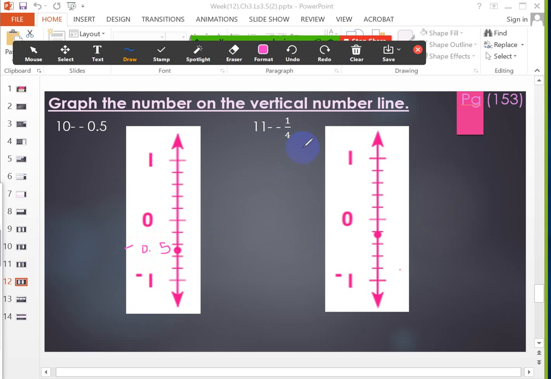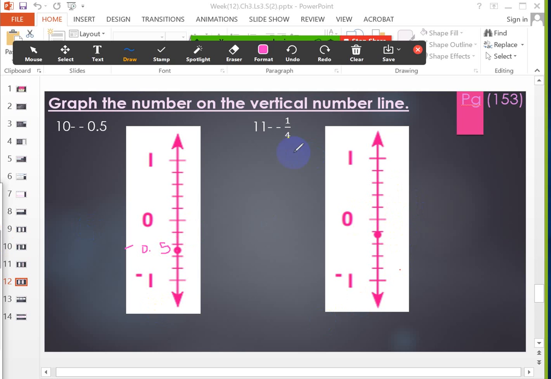Now number 11, negative 1/4. Yes, Joanna, please tell me whether this number will be up or down on the vertical number line. Down. Between two numbers. Which two numbers? 0 and negative 1. Very good. Close to which number? It will be close to 0. Now we will see how. Thank you so much, Joanna.